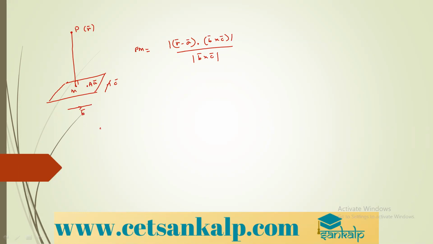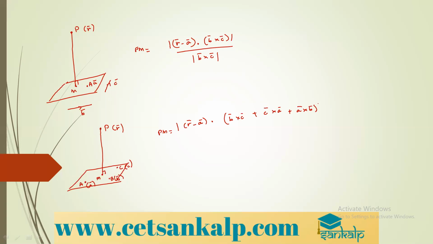In the same way, if there is a point P whose position vector is R, and if there is a plane passing through 3 points A, B, and C, whose position vectors are A, B, and C, the perpendicular distance from this point to the plane is PM equal to magnitude of (R minus A) dot (B cross C plus C cross A plus A cross B) by magnitude of (B cross C plus C cross A plus A cross B).